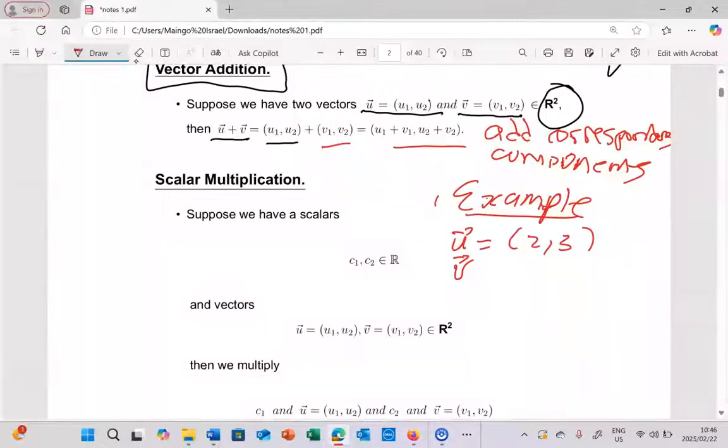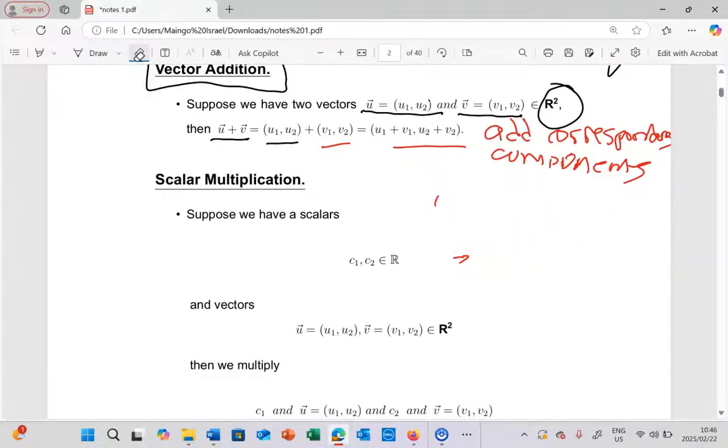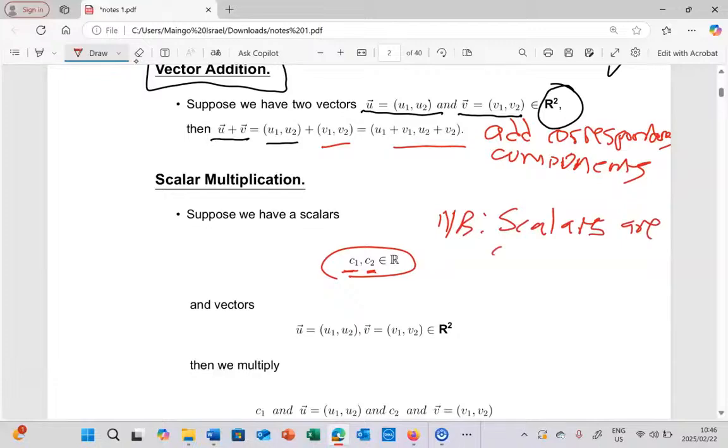Now, going on, we have what we call scalar multiplication. Scalar multiplication is all about multiplying a vector by a scalar. Suppose we have two scalars, c1 and c2, belonging to the real numbers, because scalars are real numbers. Bear in mind, NB, scalars are always real numbers.